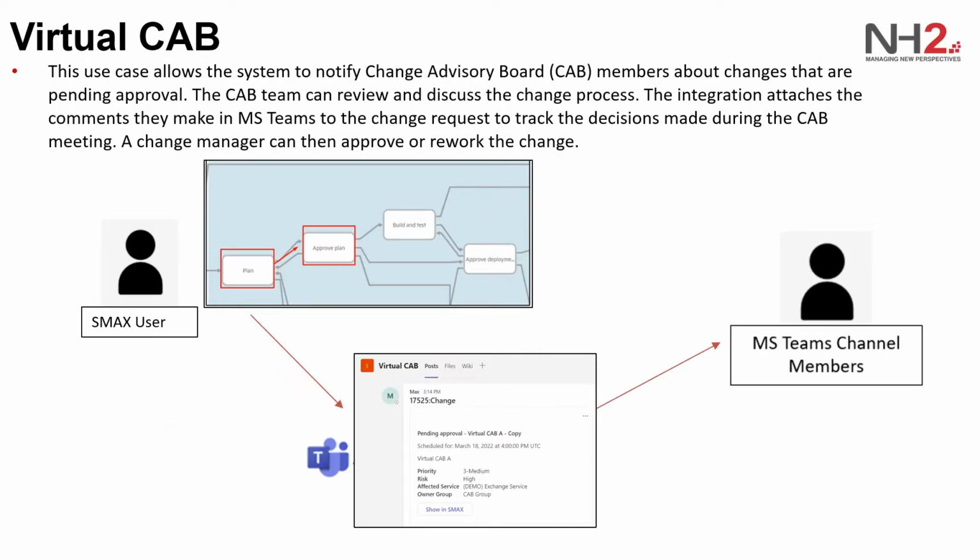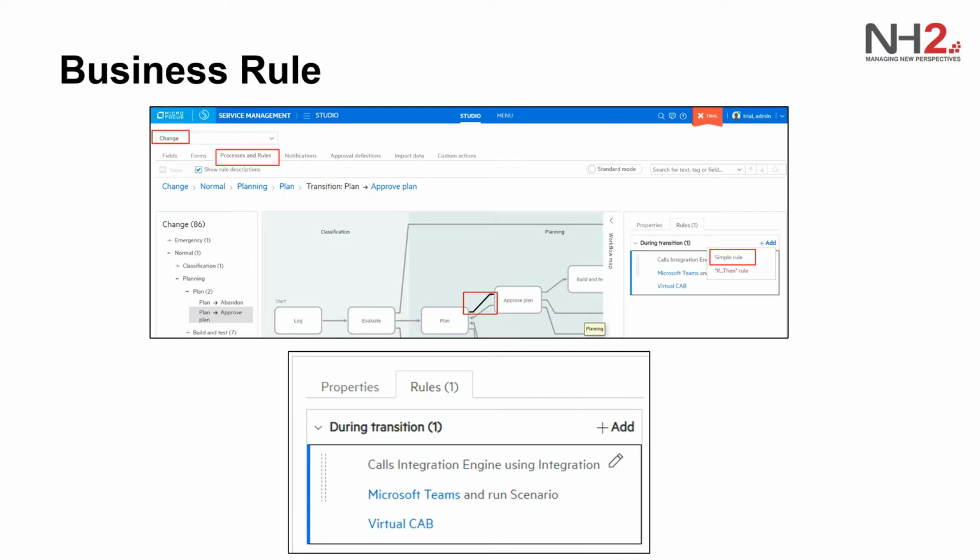The Virtual CAB use case allows the system to notify change advisory board members about changes that are pending approval. The CAB team can review and discuss the change process. The integration attaches the comments they make in MS Teams to the change request to track the decisions made during the CAB meeting. A change manager can then approve or rework the change. This is an example of a business rule that can be used to perform a virtual CAB alert. You can pause the video for further understanding.